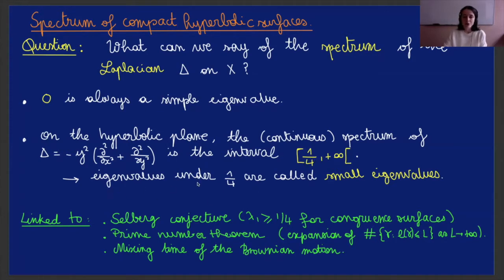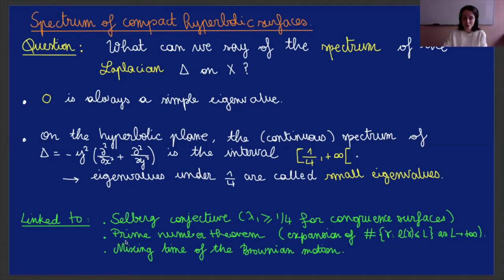And eigenvalues under a quarter are a bit special, and they're called small eigenvalues. They appear in many things in very different fields. So, for instance, they appear in the Selberg conjecture, which is a conjecture in number theory, which says that for a certain class of surfaces which come from number theory, which are congruence surfaces, there are no small eigenvalues.